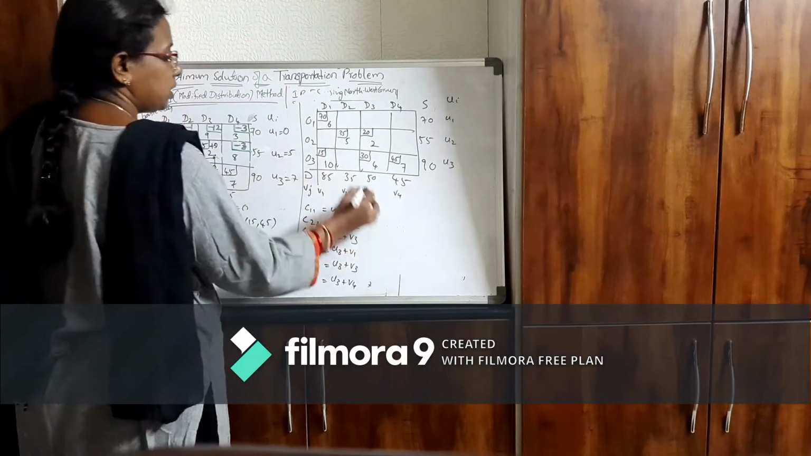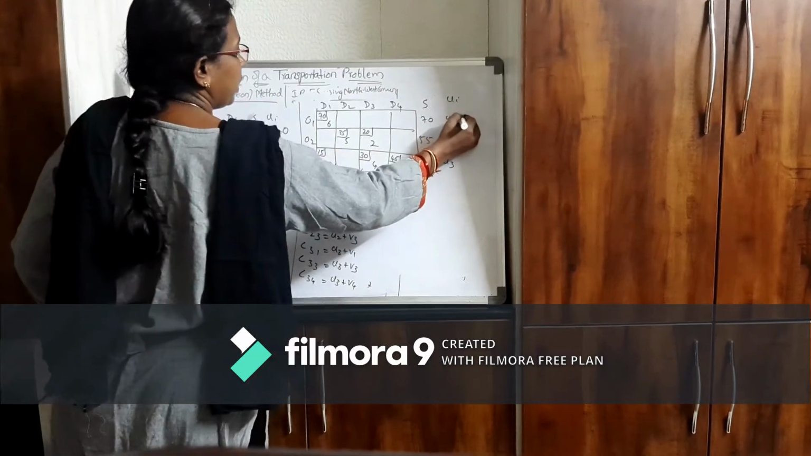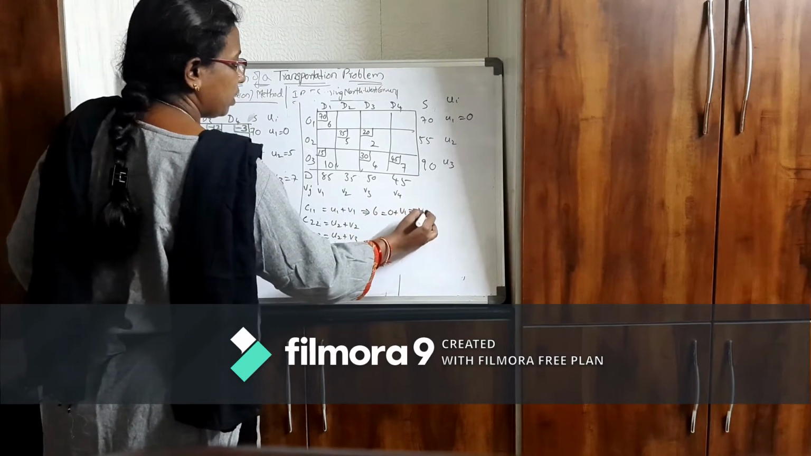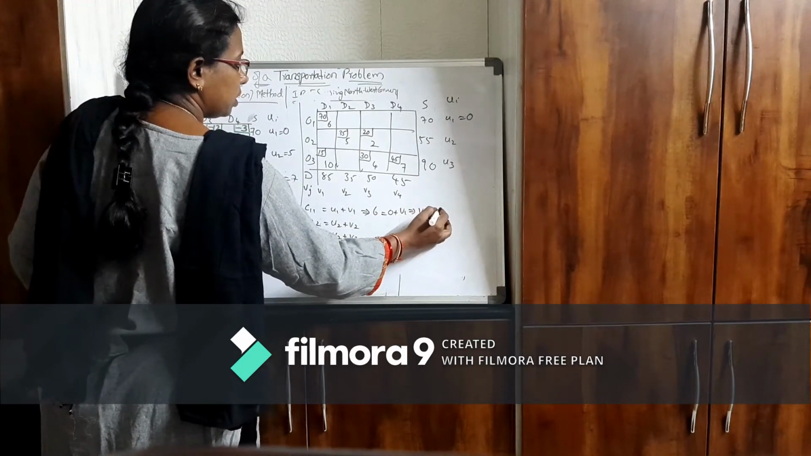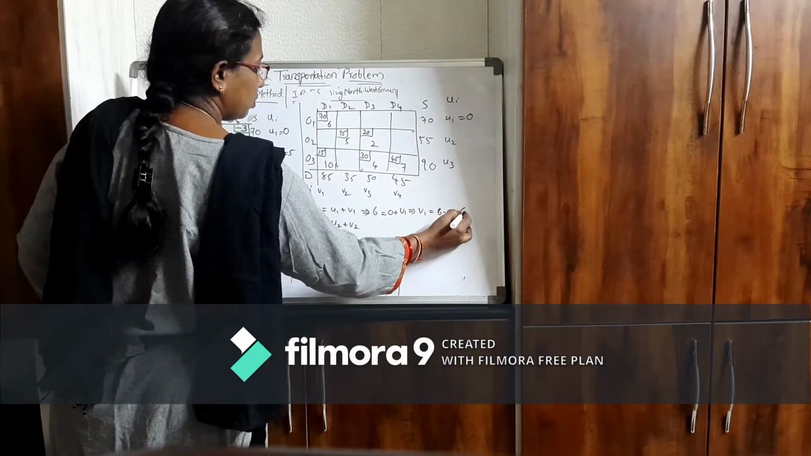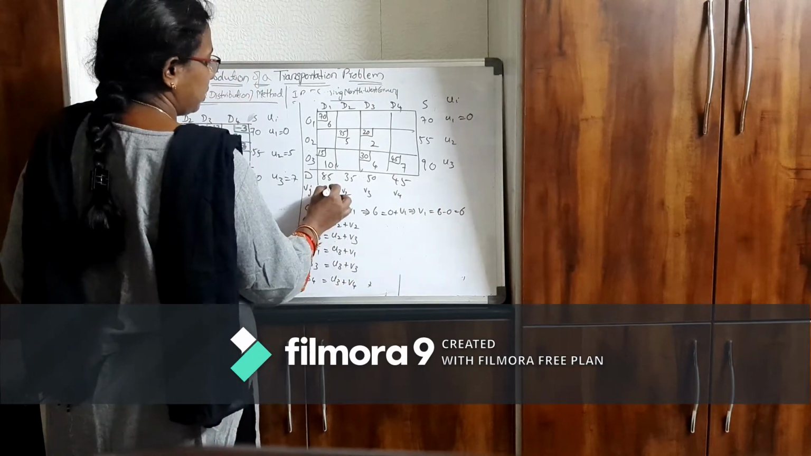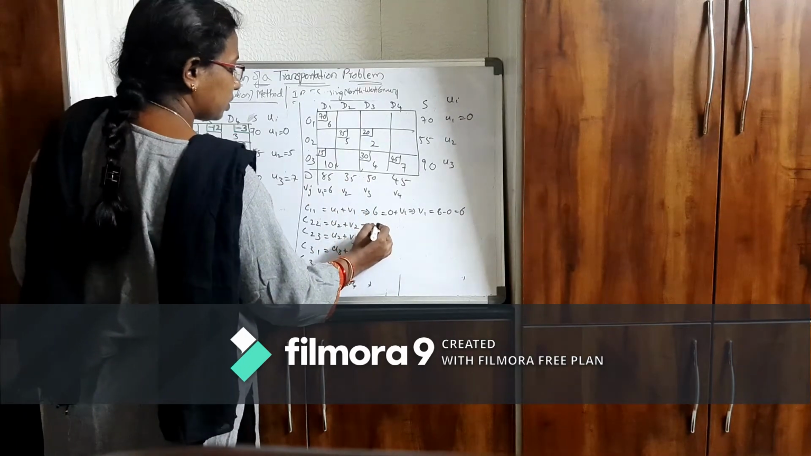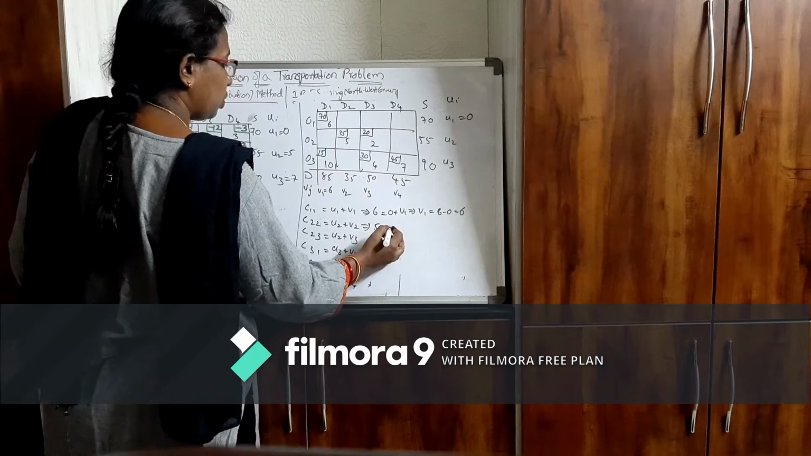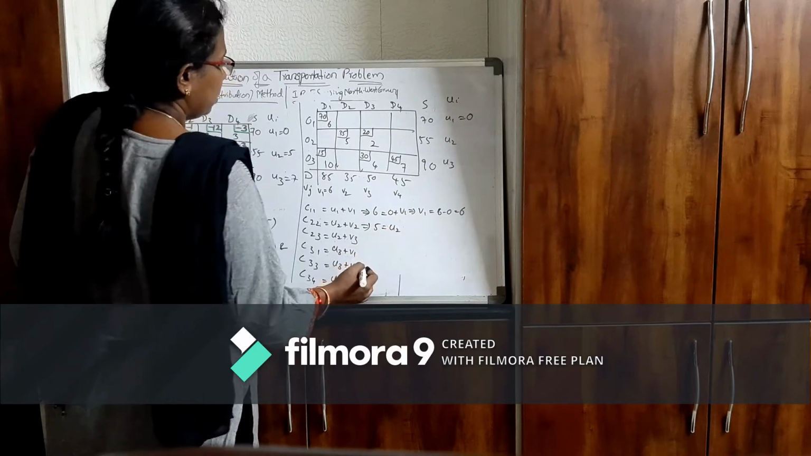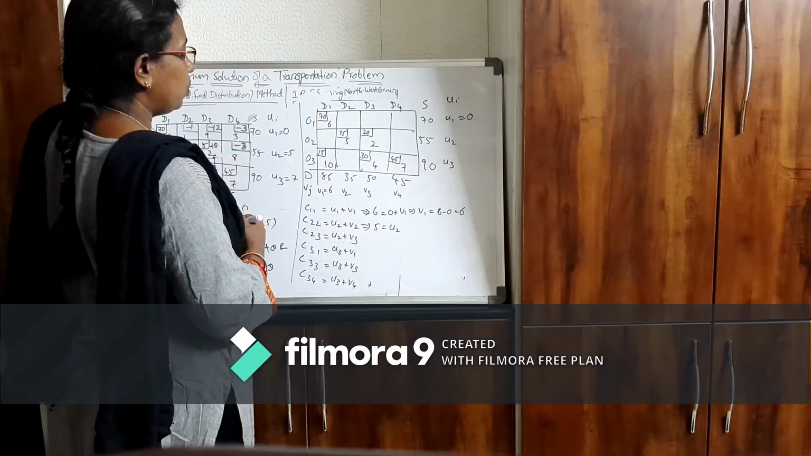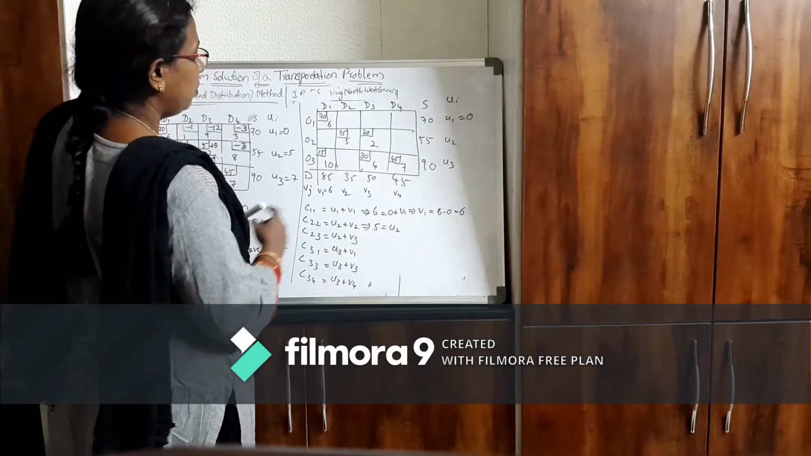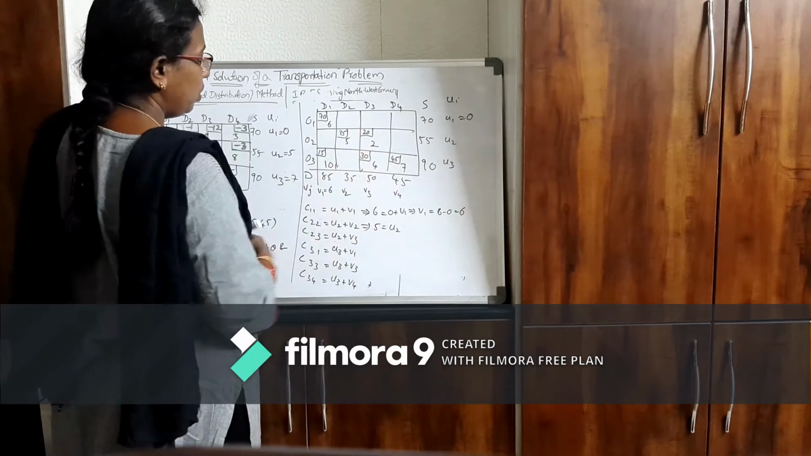Now C11 is 6. 6 is equal to, from U1 I will start with 0, so 0 plus V1. So V1 is equal to 6 minus 0, which is equal to 6. So here V1 is 6. Then C22. C22 is 5. So 5 is equal to U2, which we don't know, plus V2, which also we don't know. So what we'll do, we'll take any one of them as 0, because we don't know U2 and we don't know V2.